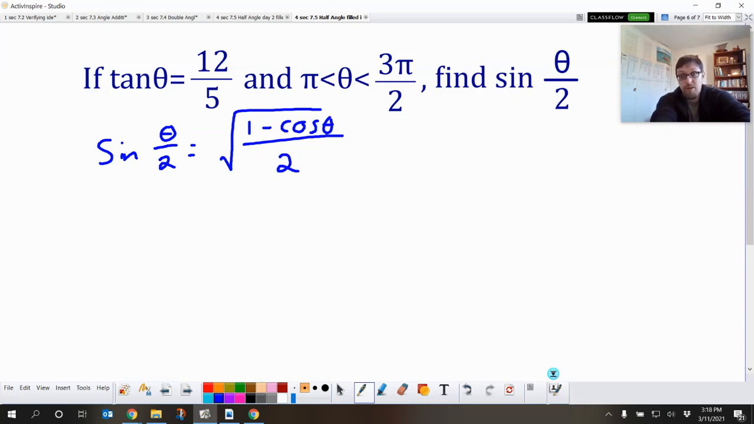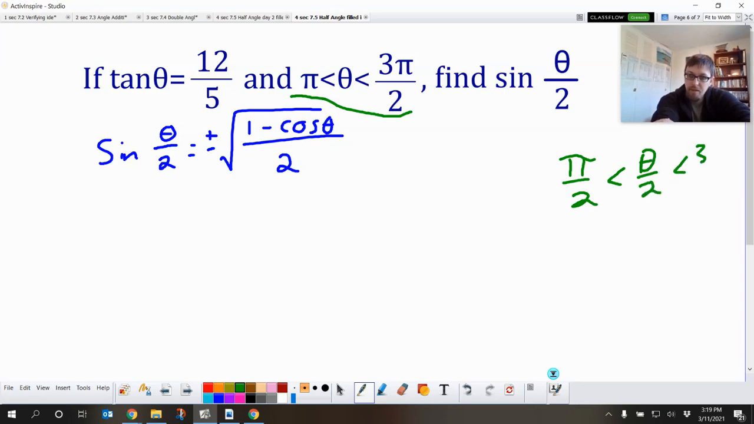Now, I need to decide whether or not this should be positive or negative. I'm going to deal with that right away before I forget about it. They told me what theta was, but that's not helpful because I want to know where theta over 2 is. But they only told me theta. Ooh, I know how I could fix this. I could figure out where theta over 2 is by dividing everything there by 2. I get pi over 2 is less than theta over 2, which is less than 3 pi over 4.